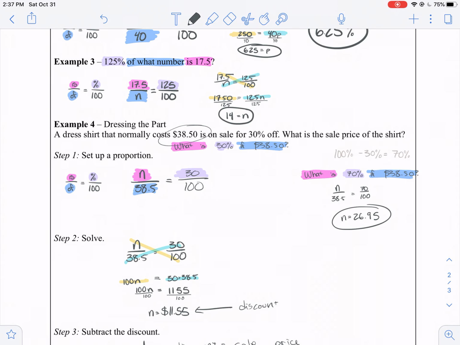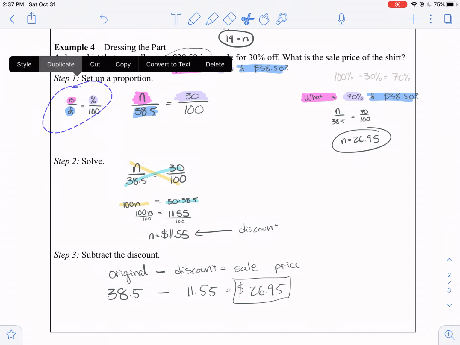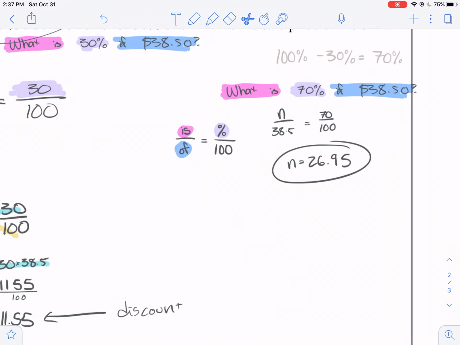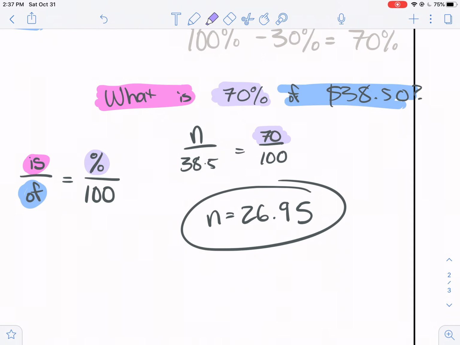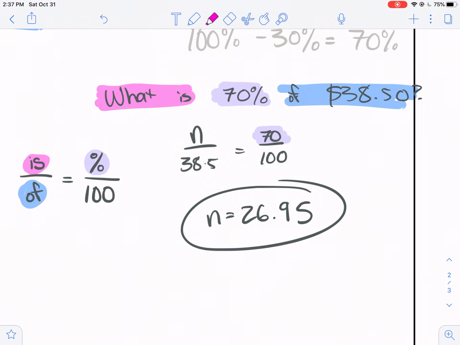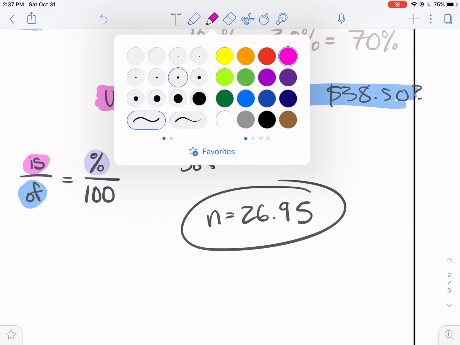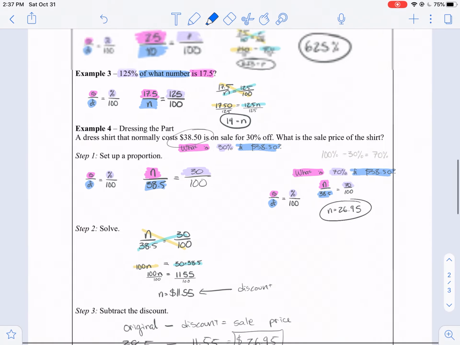Two different ways to solve the same problem. Okay? As long as you've got your is over of equals percent over 100, it will get you eventually to what you need. Isn't that so cool? Math is so cool, you guys, because even if you take multiple routes, you will still get to the same spot.